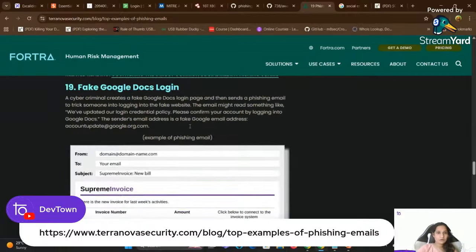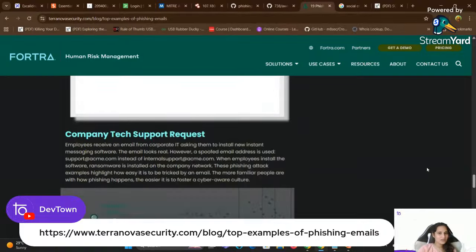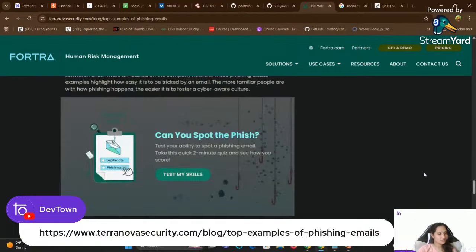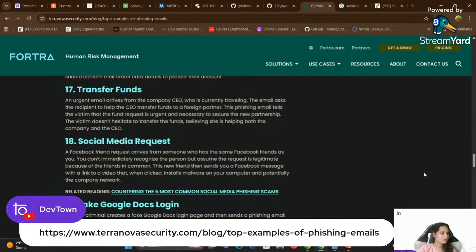Fake Google Doc logins. Sometimes you receive a Google Doc login request where you have to log in on a particular page and set up your credential policies. You are receiving it from an email address which you don't even verify, and you didn't look at it because it looks very similar to a real one. Yeah, a fake ID. Exactly, that's what is happening. So that's how you understand that it is actually the most unfiltered thing that you always have to look at.